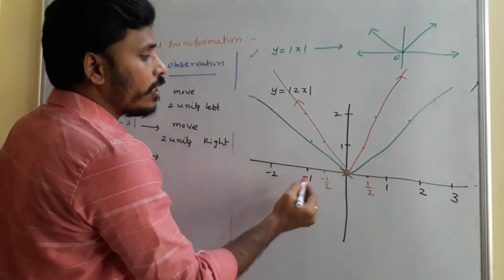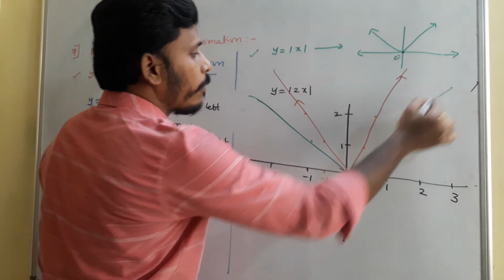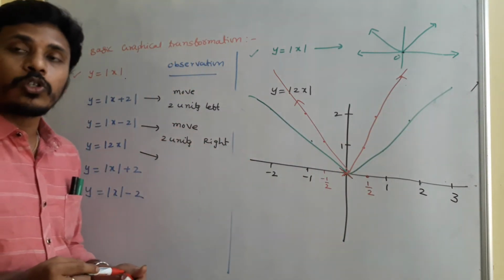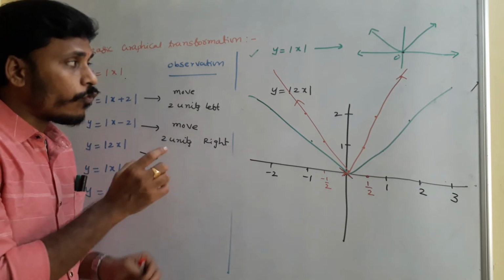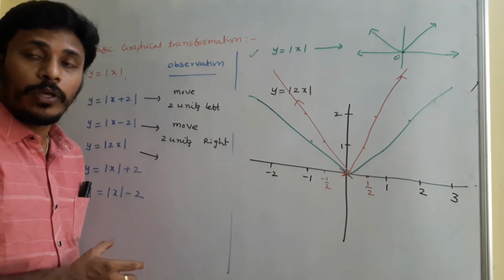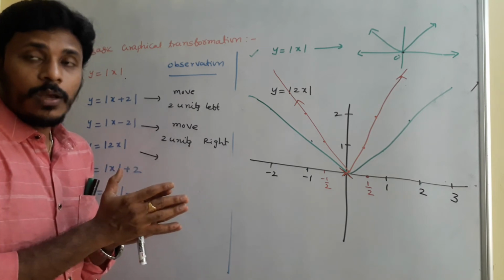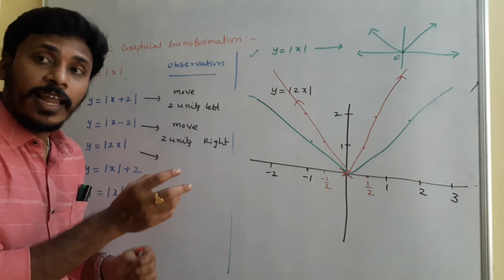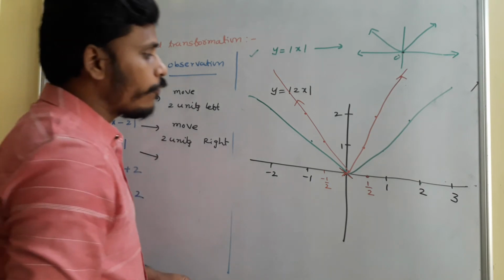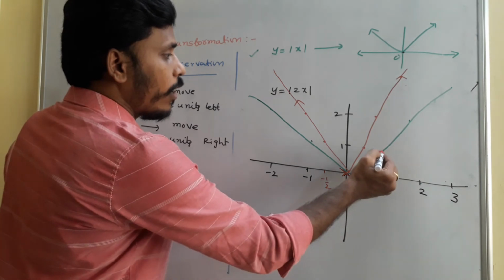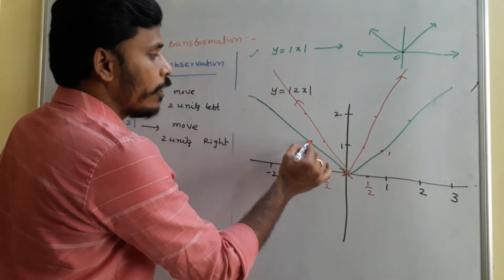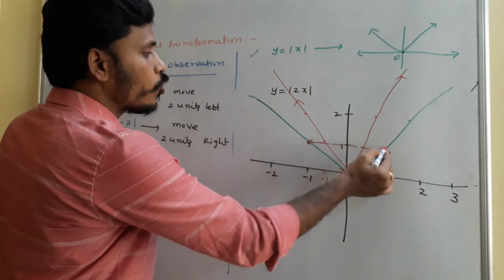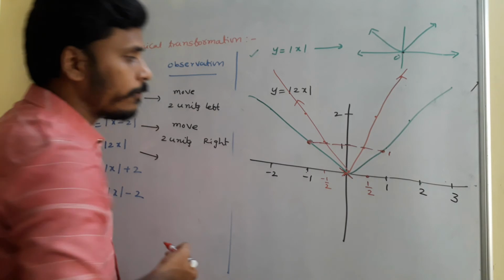See, when you think about the graph of mod x, this green color path is the graph of mod x, whereas this red color path is the graph of y is equal to mod 2x. So to get the graph of y is equal to mod 2x, it actually gets compressed when compared with y is equal to mod x. If you observe this total length here, this total length is 2 units, whereas this total length is what?